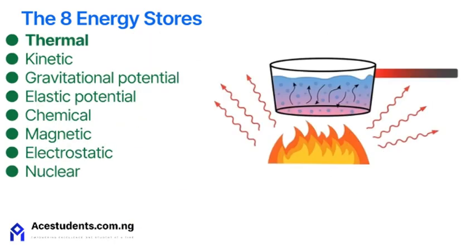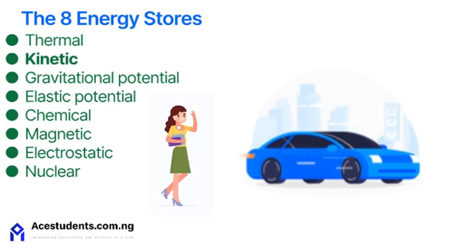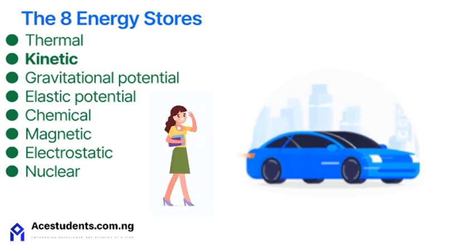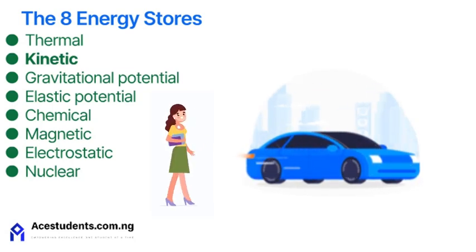Number 1. Thermal energy. Thermal energy is stored in a substance because of its temperature. The hotter the object, the more thermal energy it stores. Number 2. Kinetic energy. Kinetic energy is stored in objects that are moving. The faster and heavier the object, the more kinetic energy it stores.